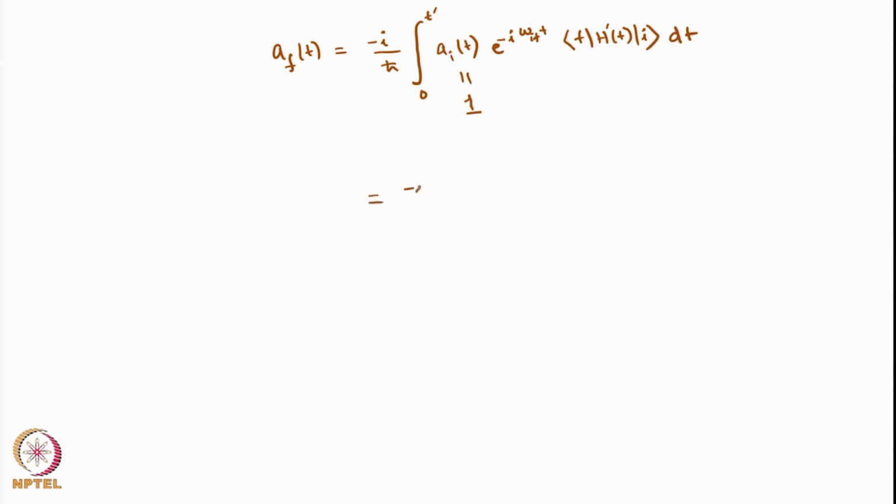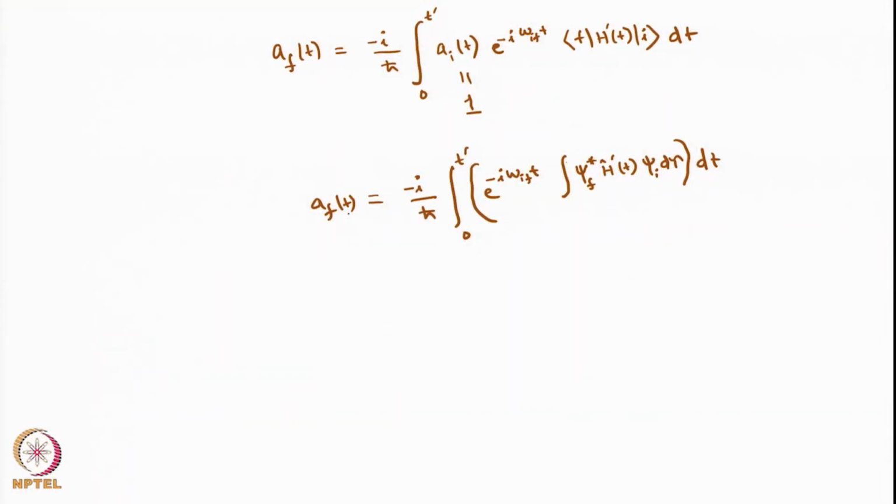This will become minus i by h bar integral 0 to t prime e to the power of minus i omega_if t, but this is also an integral, integral psi_f star H'(t) psi_i d tau dt. So there are two integrals: one integral over space, this d tau, and the other is over dt.